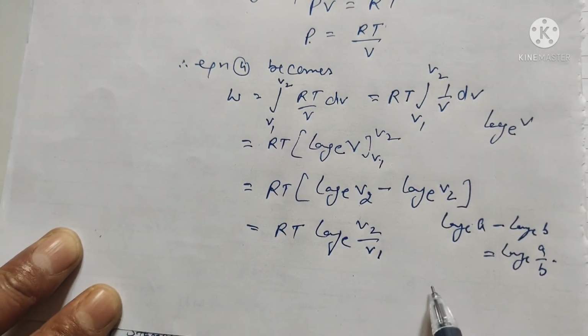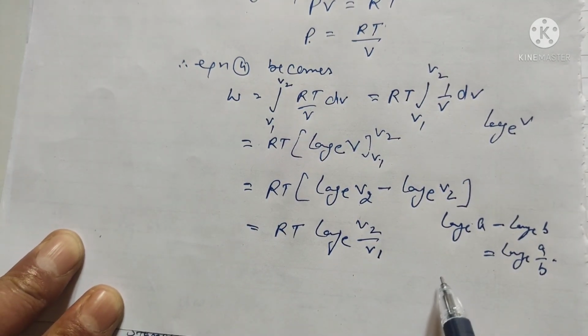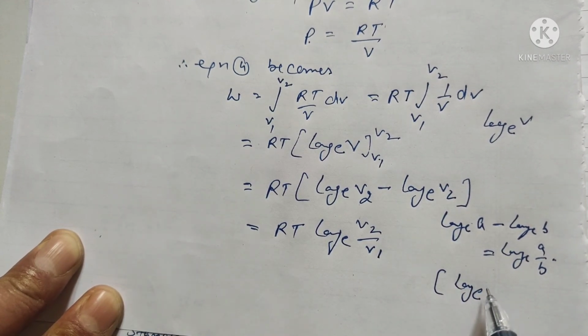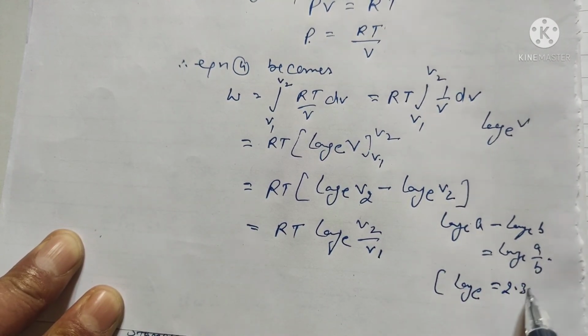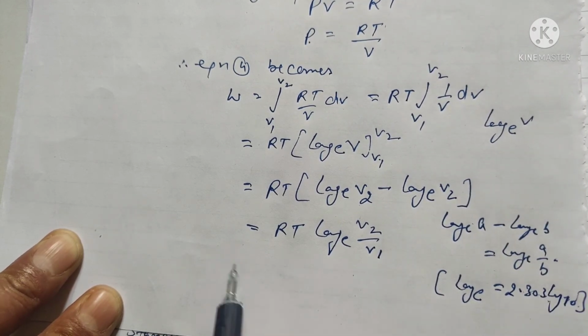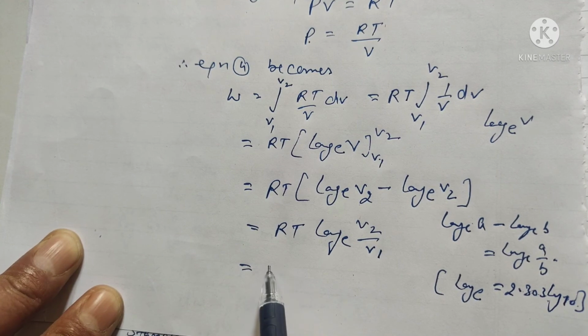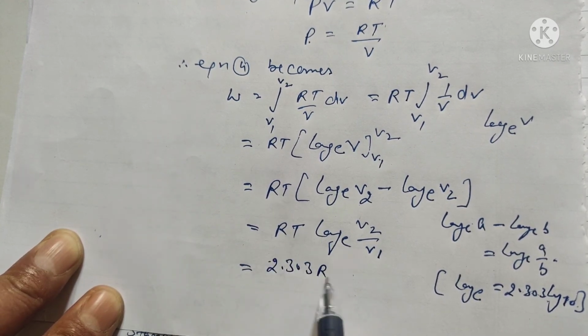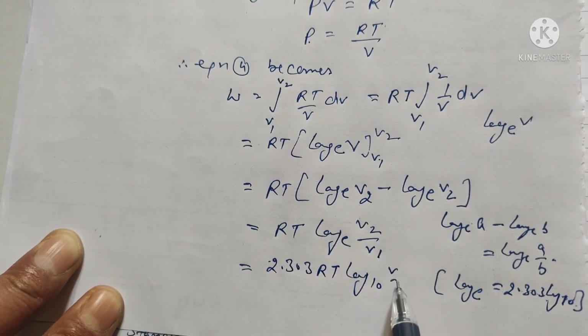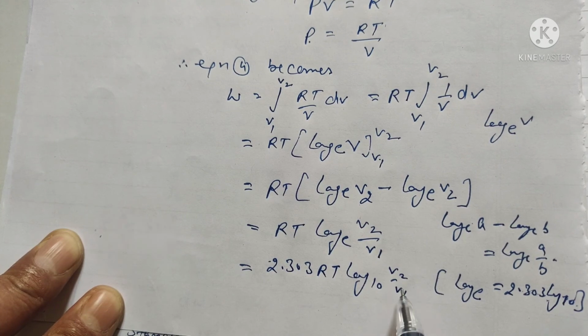Also we know that log of base e is equal to 2.303 log of base 10. So this is equal to 2.303 RT log of base 10 V2 over V1.